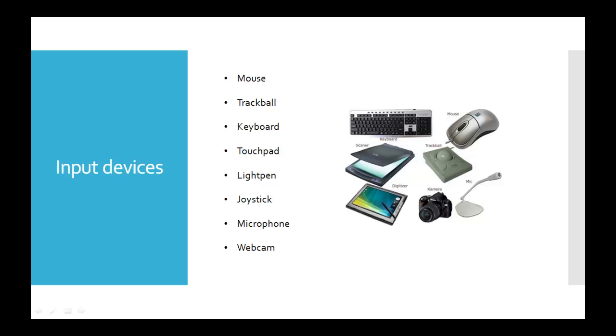Trackball, unlike a mouse, is not movable. Hand movements are transmitted to the screen by rolling the ball, which is located on the upper side of the device. Keyboard is used for data entry and issuing commands. They can also be wired and wireless.